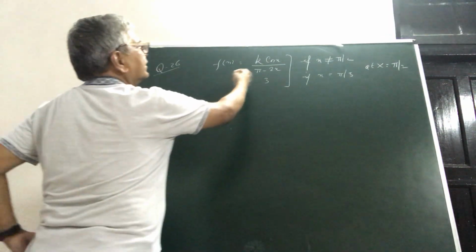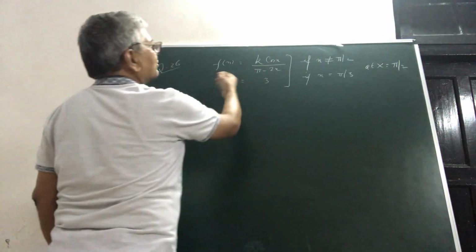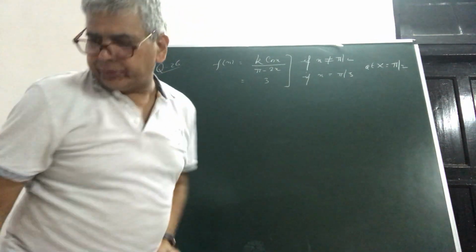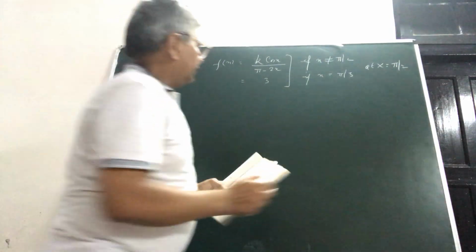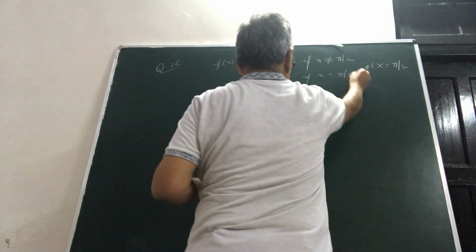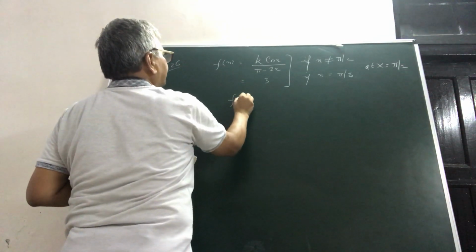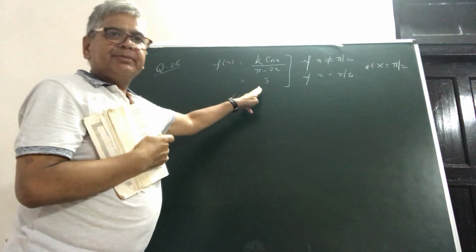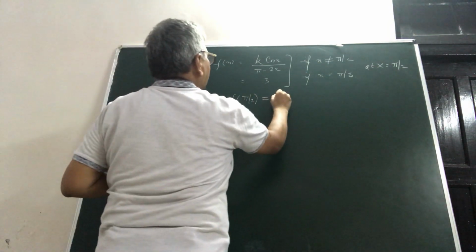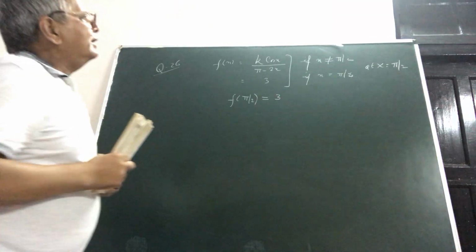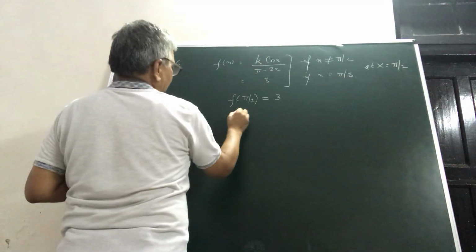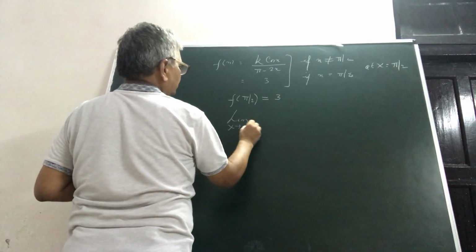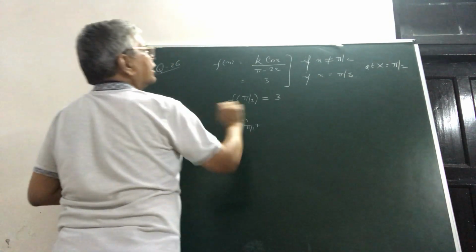So first let us calculate the value at pi by 2. What is the function? It is pi by 2. So the functional value at pi by 2 is what? Please see, it is 3 straight away. It has been given. So it is 3. Now let us calculate the left hand limit and right hand limit. So let us calculate the limit as x tends to pi by 2 plus. So what will it be from here?